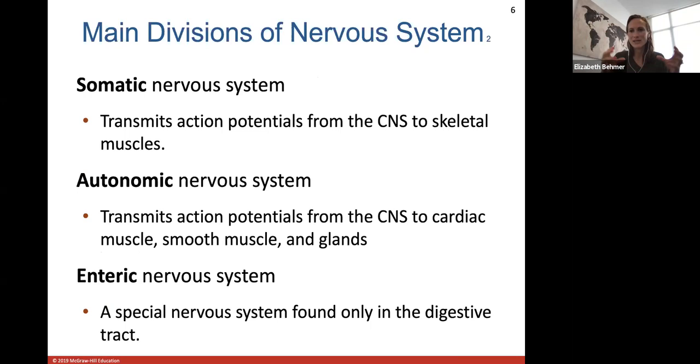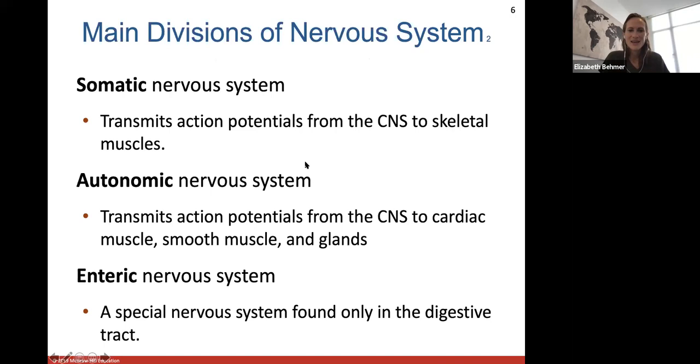The somatic nervous system transmits action potentials or a signal. Remember, an action potential just means a nerve is fired because it's carrying a signal from the central nervous system to the skeletal muscles. And an easy way to remember somatic nervous system is, remember, S for somatic and S for skeletal muscles. So your somatic nervous system conducts action potentials to your skeletal muscles. Yes, cranial nerves are peripheral nervous system. Good question, Kathy.